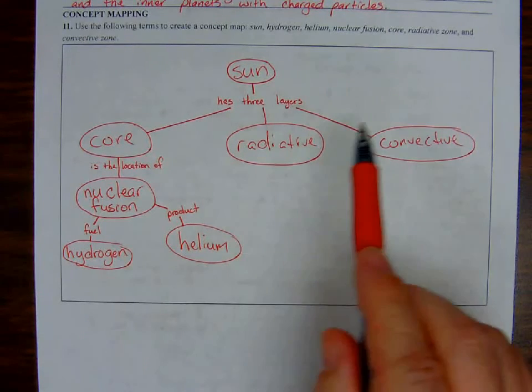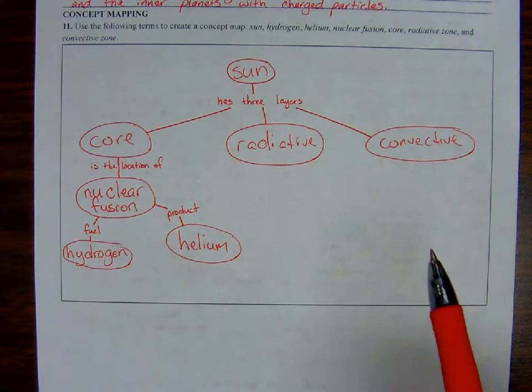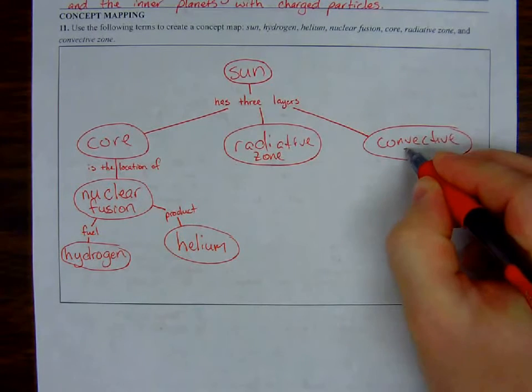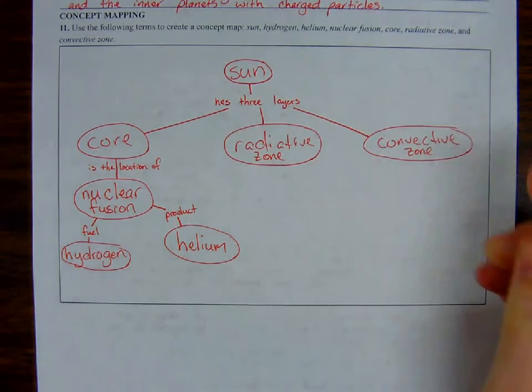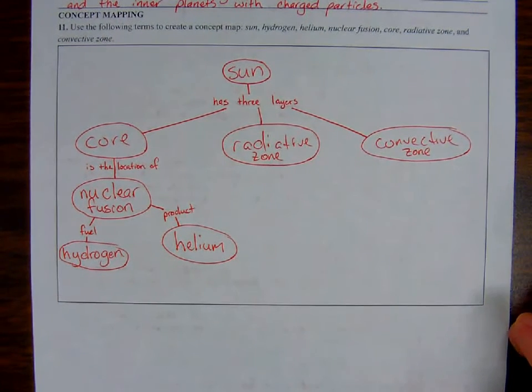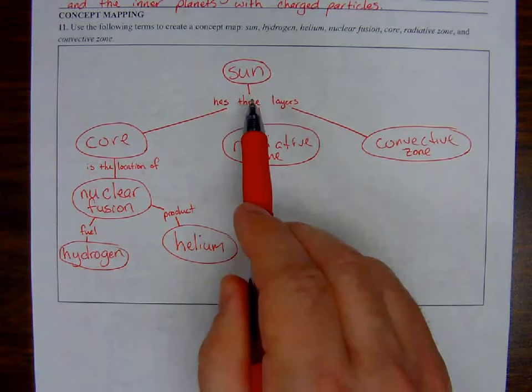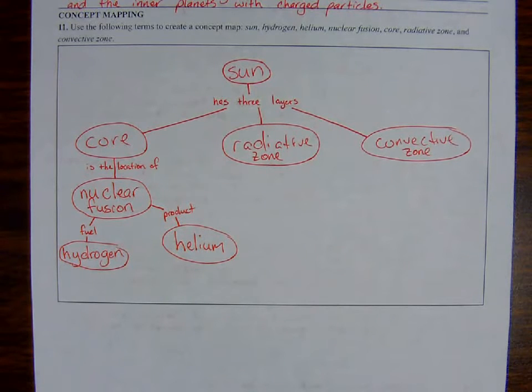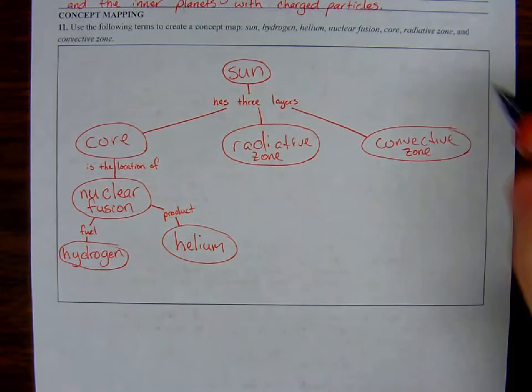So how do I relate the core, radiative zone, and convective zone to the sun? Well, they are the 3 layers of the sun, right? Absolutely. The sun has 3 layers. Here's what they are, okay? That's a pretty straightforward relationship. So that means we've accounted for sun, core, radiative zone, and convective zone. So I still have hydrogen, helium, and nuclear fusion.